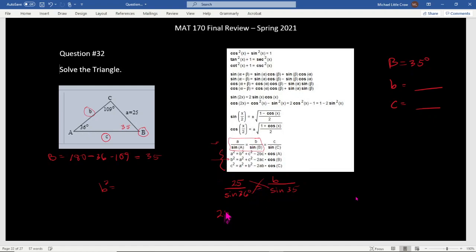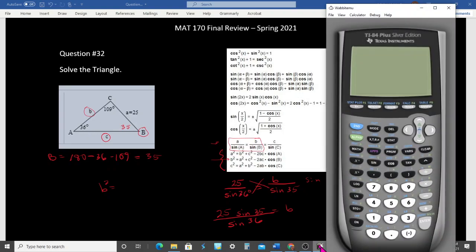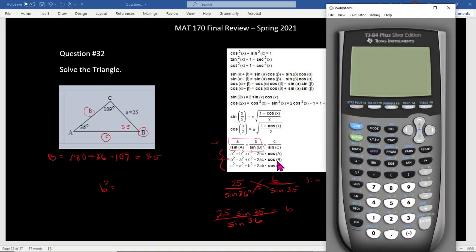So we cross multiply. We get that 25 sine of 35 degrees is equal to b. Actually, let's just multiply, because we have to solve for b anyway. So we'll just multiply both sides by sine of 35, and then we divide by the sine of 36. Those are pretty close, but they're not the same. So that'll give us b itself. Okay, and then you could use the law of sines again if you wanted to, but you don't have to use the other one. Maybe that'd be easier. Have your choice.